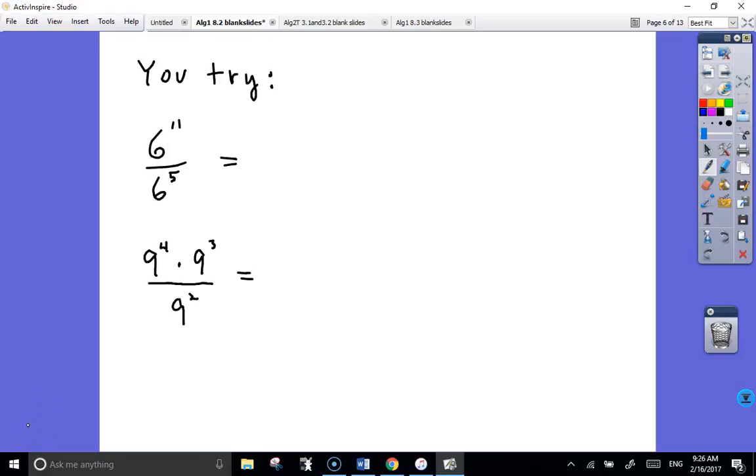So what'd you say in the first one? 6 to the 6th, right? How about the second one? So 4 plus 3 minus 2 is? Yeah, it's going to end up being 5. You could take it one step at a time. 9 to the 7th over 9 squared equals 9 to the 5th. Is that right?